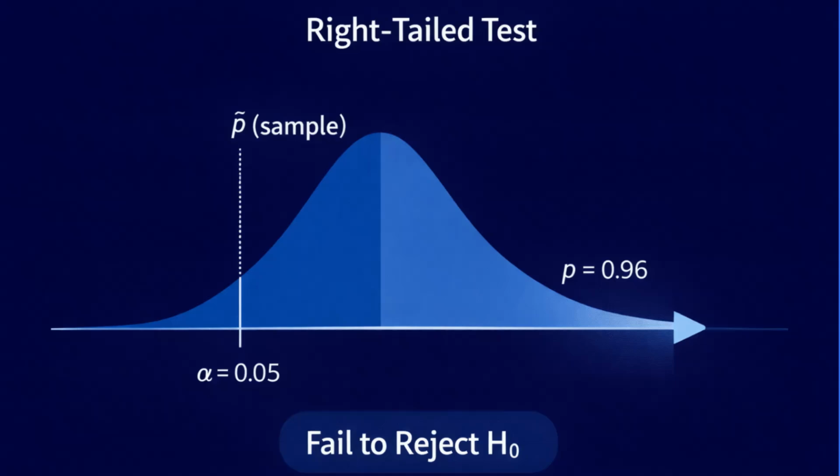Suppose the software reports a p-value of 0.96. Because 0.96 is greater than 0.05, we fail to reject the null hypothesis. We conclude that there is insufficient evidence that the true satisfaction rate is greater than 60%. The wording greater than matches the direction of the alternative hypothesis.